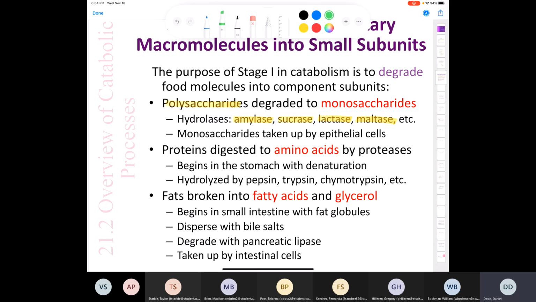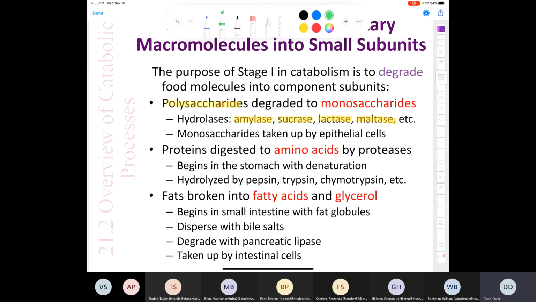Proteins are digested, broken down into amino acids by protease. Think about a protein from a meat, let's say, or from some kind of nut that you ate. As soon as it hits your stomach, it's going to denature it, right? And then it's going to get hydrolyzed by pepsin and trypsin and chymotrypsin, depending on whether it's in the stomach or in the intestines, right? And we talked about those enzymes in the last chapter. Those are also taken up by active transport.